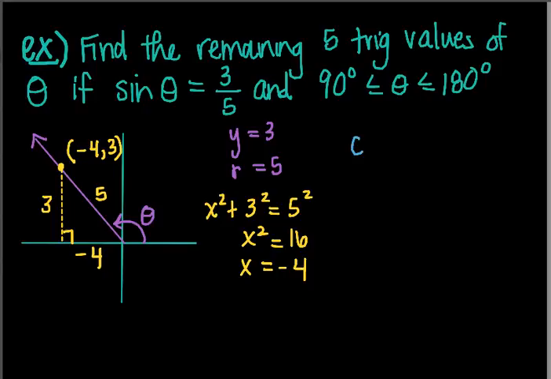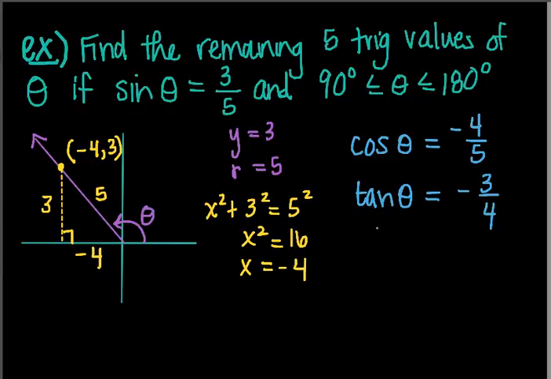And now we can use all of our trig values. So we know sine is 3/5. So what will cosine of theta be then? That would be -4/5, right? What is tangent going to be? Tangent of theta is going to be -3/4. You could do 3 over -4, that's fine. I just like to put the negative in front.